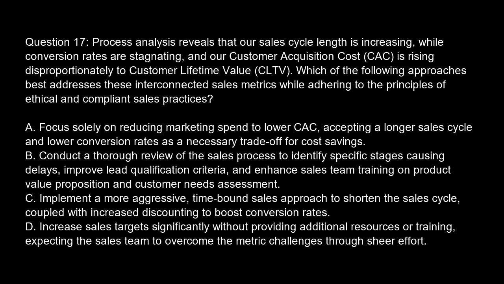Option B. Conduct a thorough review of the sales process to identify specific stages causing delays, improve lead qualification criteria, and enhance sales team training on product value proposition and customer needs assessment. Option C. Implement a more aggressive, time-bound sales approach to shorten the sales cycle, coupled with increased discounting to boost conversion rates. Option D. Increase sales targets significantly without providing additional resources or training, expecting the sales team to overcome the metric challenges through sheer effort.